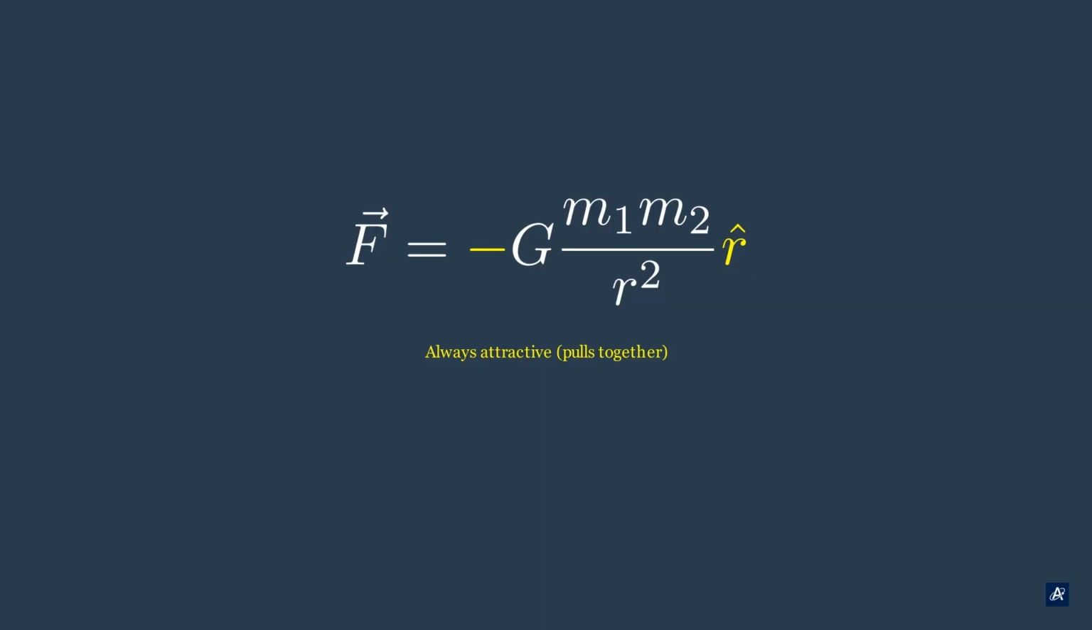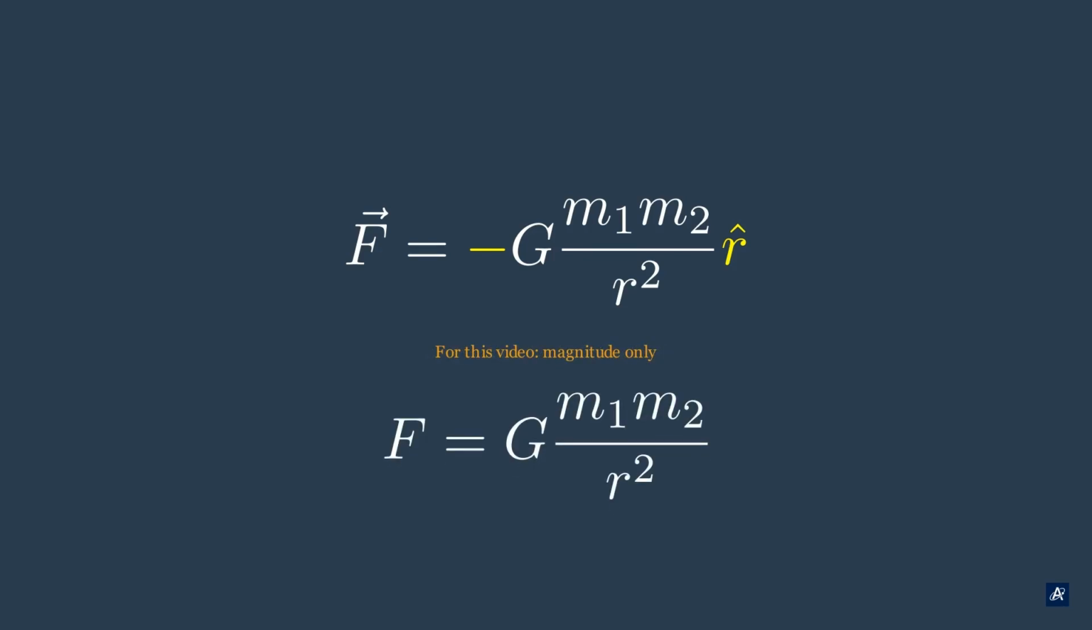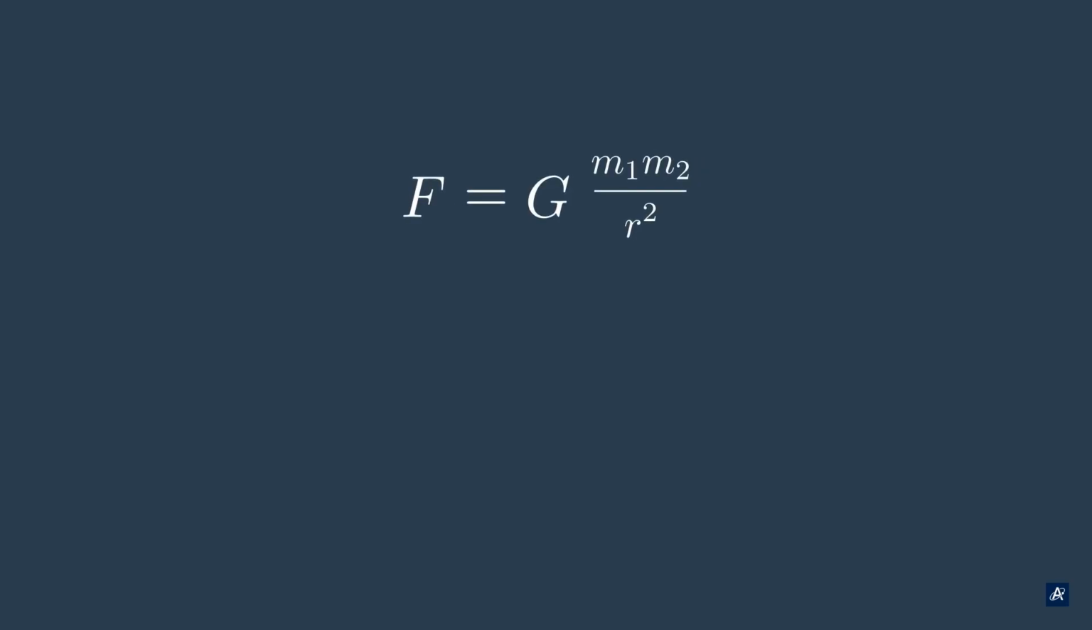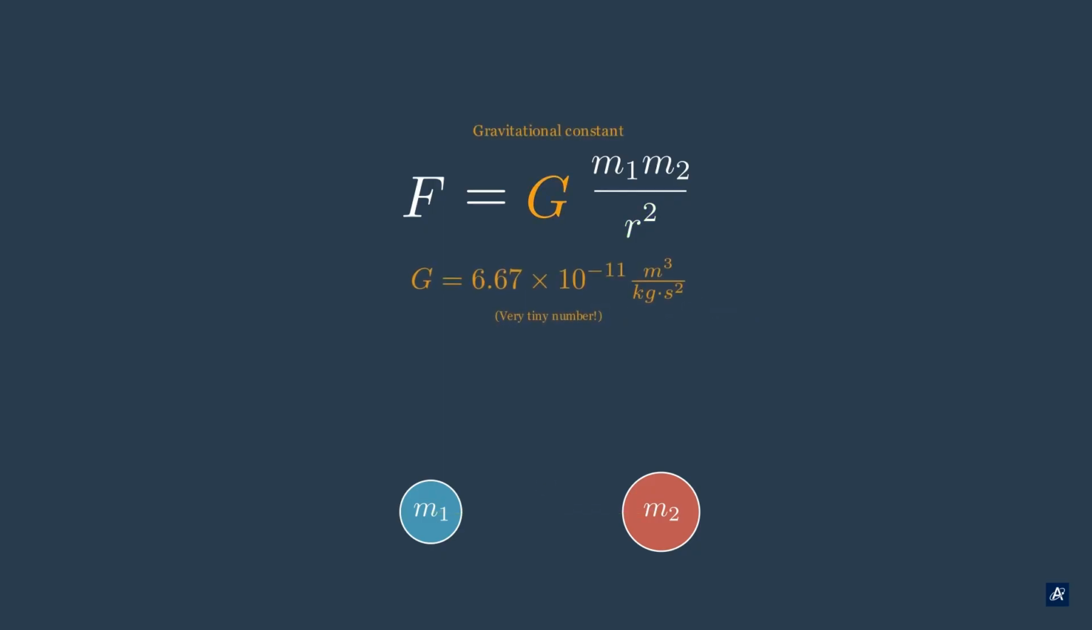For this video, we're going to focus on the magnitude of the gravitational force, so we can write this more simply as F = G m1 m2 / r². This equation tells us the strength of the gravitational force between any two objects. Let's break this down together. F is the magnitude of the force of gravity. m1 and m2 are the masses of the two objects, and r is the distance between them. That G is just a constant, a really tiny number that makes the units work out.